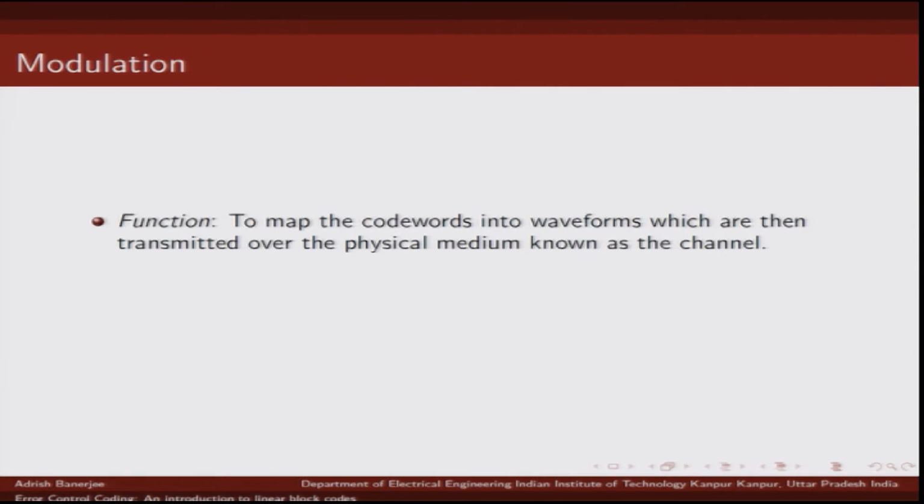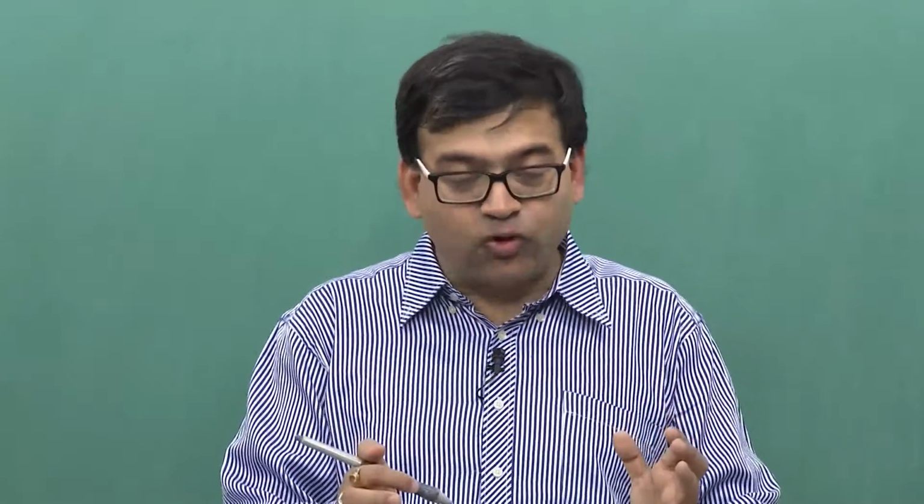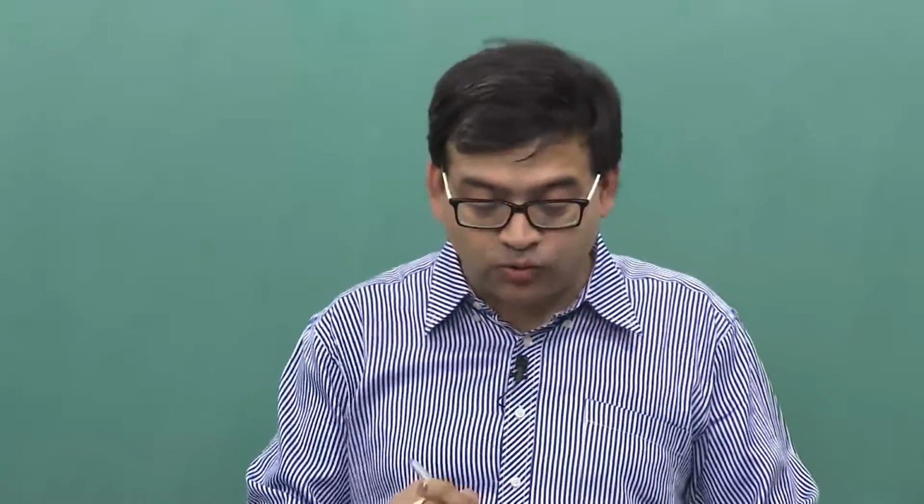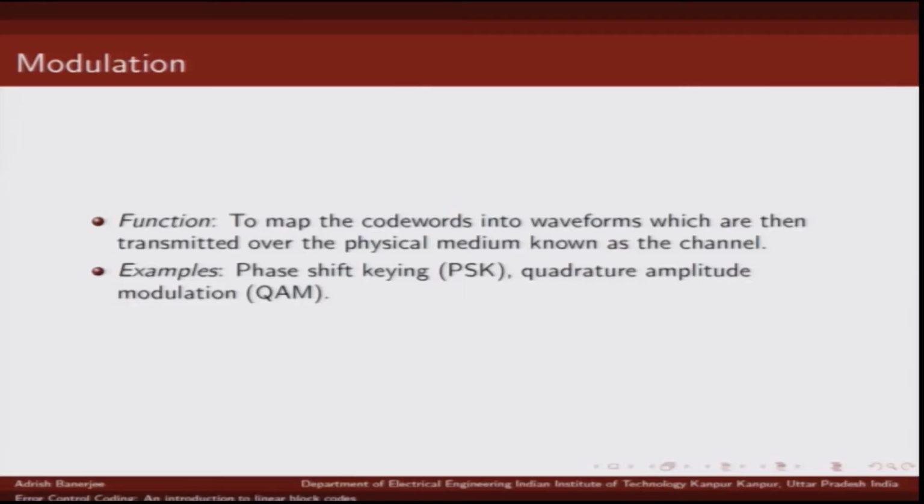Now, once we have the encoded sequence, we would like to transmit that sequence over a communication link. So, what we need to do is modulation. Modulation maps these code words into actual waveforms which are sent over a communication link. I am sure you are familiar with digital modulation techniques such as BPSK, binary phase shift keying, and quadrature amplitude modulation, or you have also studied analog modulation schemes.